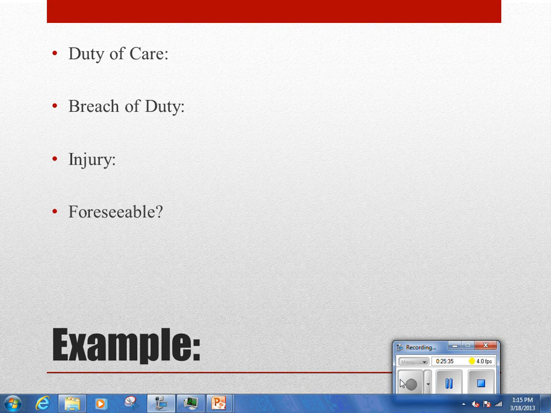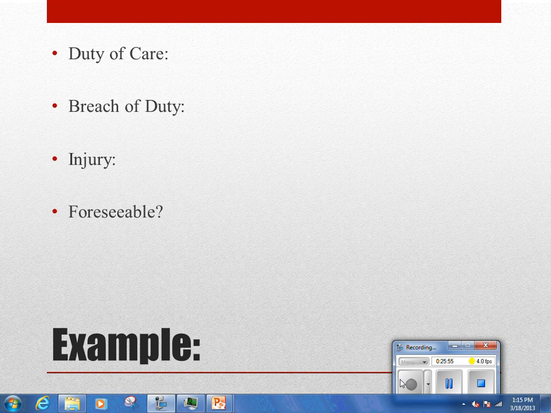Foreseeable is whether or not you could imagine or envision this happening. All right, so example number 1, Nick. Can you just read briefly your example? Okay. A man is playing golf and he hits his ball into someone else's eye that is walking by.